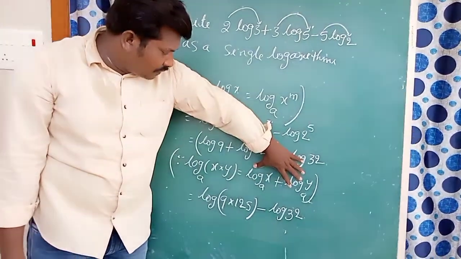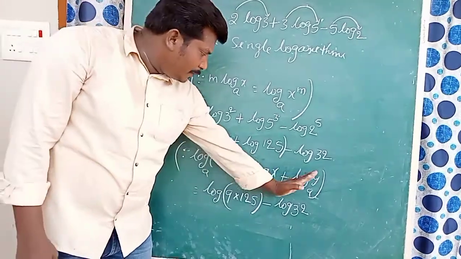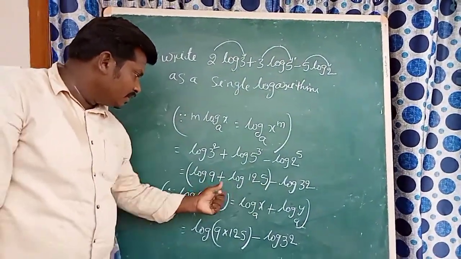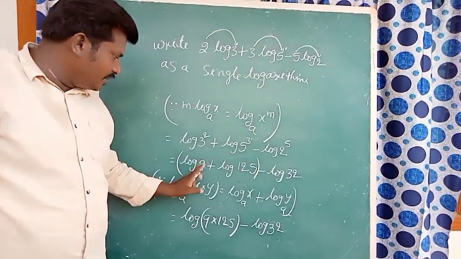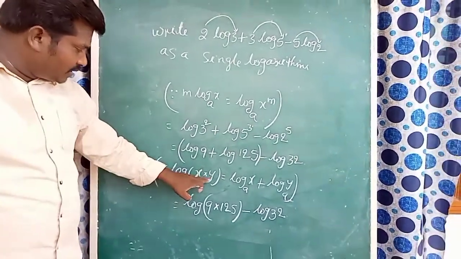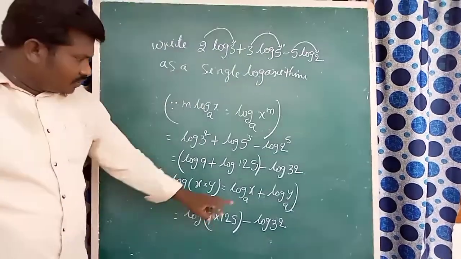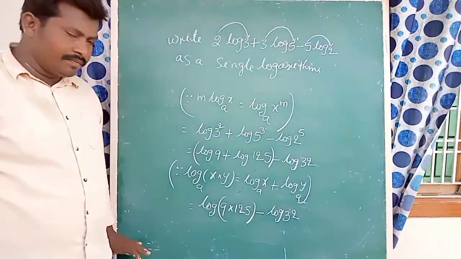This formula you can apply to this one. Here the right part is compared to that one. x value is 9 and y value is 125. You can substitute the x value and y value here. You will get this. No change in this log 32. You can directly write it the same.